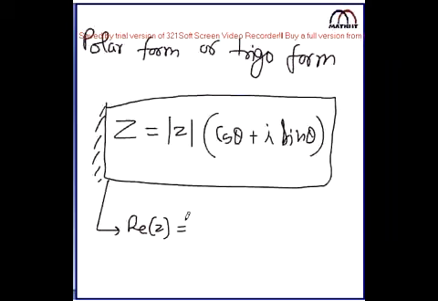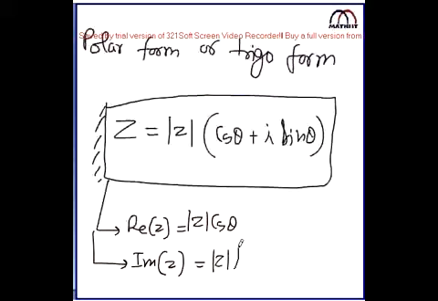What is the real part of Z? You will say mod Z cos theta. Understand? And if anybody asks what is the imaginary part of Z, you will say mod Z sin theta. I hope you are able to understand all of it.